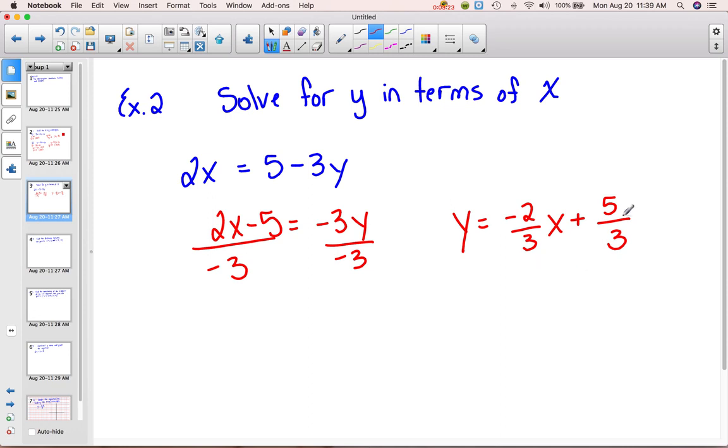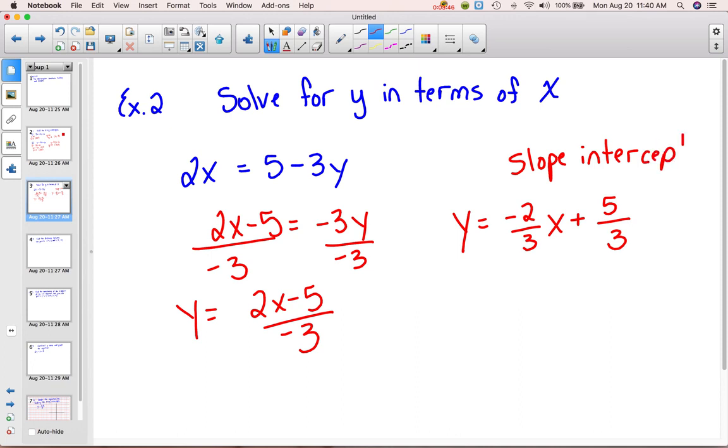Now, you wouldn't have to do that. If you wrote your answer, y equals (2x minus 5) over -3, technically, you have satisfied what you've been asked to do, solve for y in terms of x. You did. You solved for y in terms of x. This is nice because it's in slope-intercept form. So if you were going to be doing other things with this equation, which likely you would be, you've already got it in a nice form that you can graph.